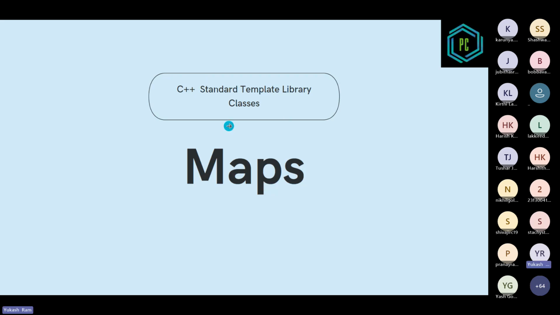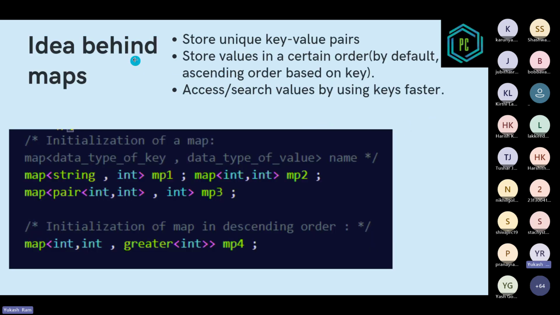So now we move on to the data structures in C++ which are part of the associative containers. The first one is maps. The idea behind maps is to store unique key-value pairs. What this means is that a map is a container which will store pairs, but the catch is that the first element of the pair is unique, which means if you insert any two pairs in the map and compare, the first element will be different.